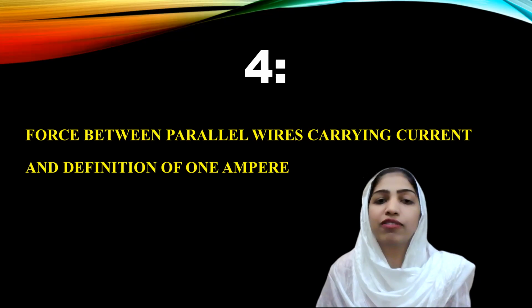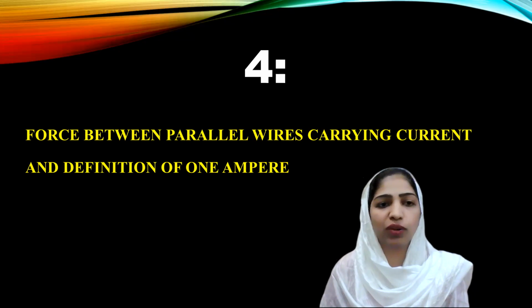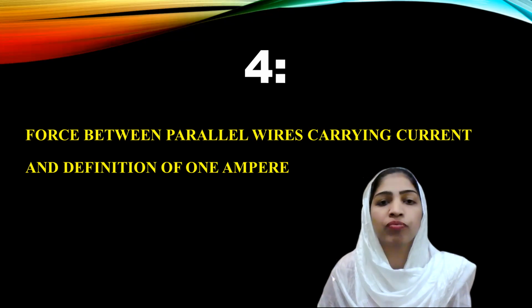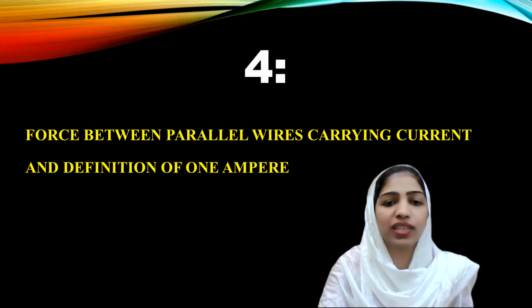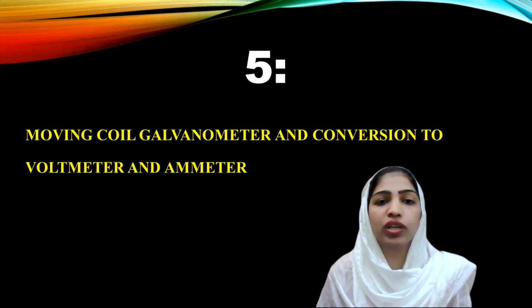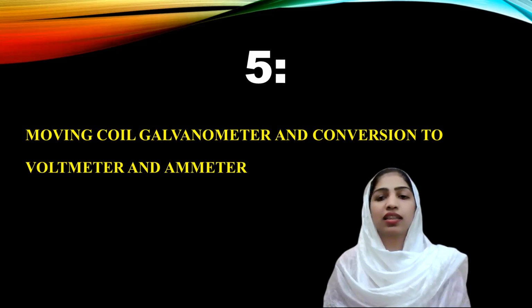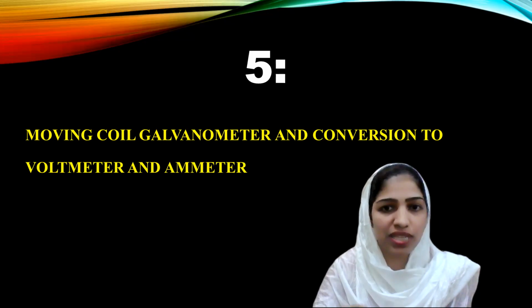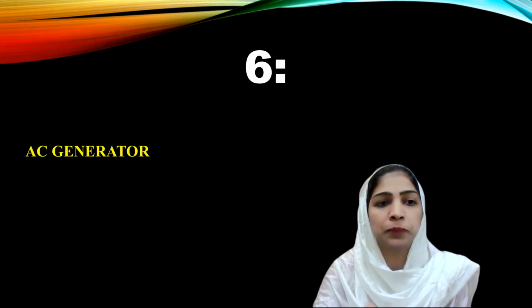Fourth topic is force between parallel current carrying conductors, and using this formula only we are defining 1 ampere by SI system, right? So that definition of 1 ampere also has to be studied along with the derivation of force between parallel conductors. Fifth topic is moving coil galvanometer and its conversion to voltmeter and ammeter, the construction, principle and working of MCG, and how to convert a galvanometer to voltmeter and ammeter.